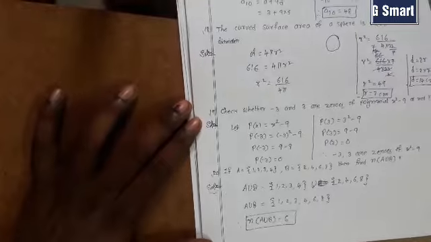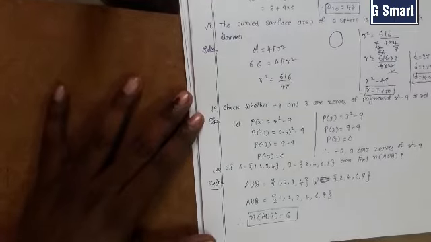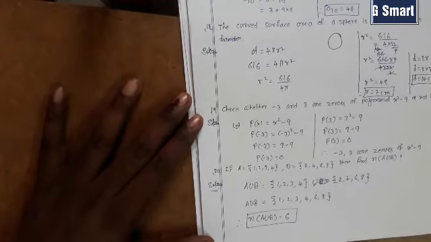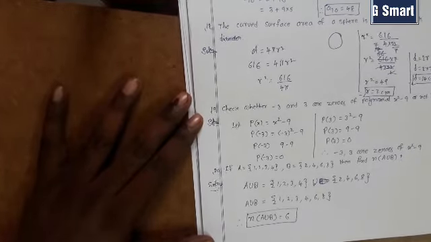So till now you have learned 21 mark, very important problems. These are expected questions. So it is very useful for you.